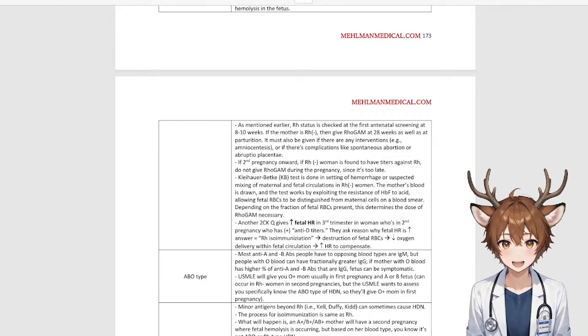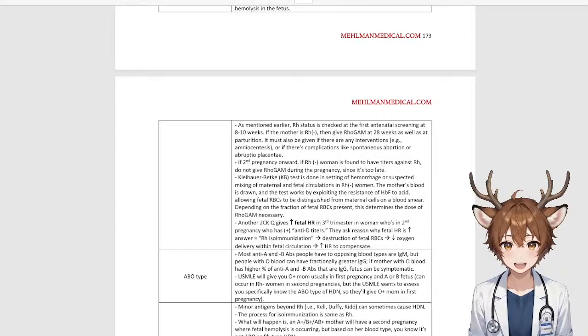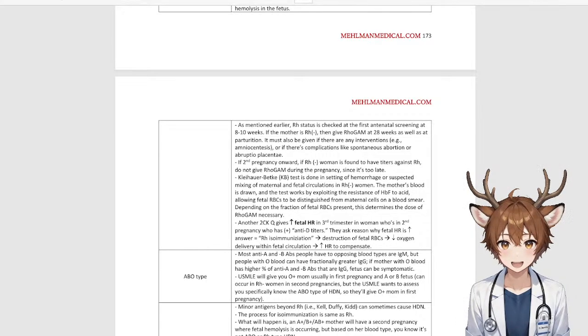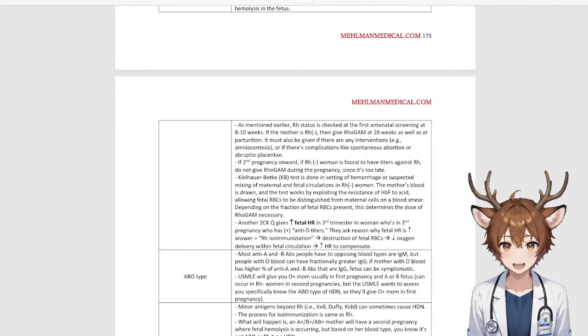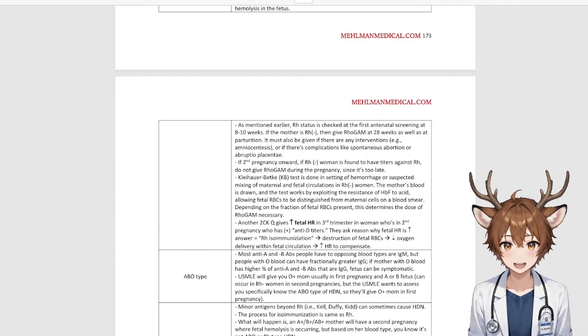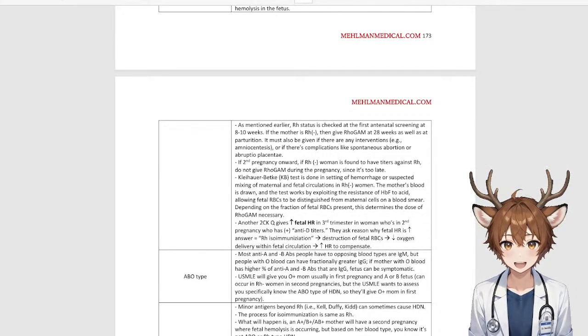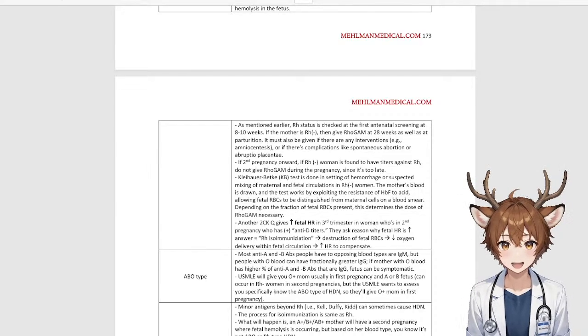Another Step 2 CK question gives elevated fetal heart rate in the third trimester in a woman in her second pregnancy who has positive anti-D titers. They ask the reason why fetal heart rate is elevated, and the answer is Rh isoimmunization, leading to destruction of fetal RBCs, which causes a decrease in oxygen delivery within the fetal circulation, which elevates the heart rate to compensate for that problem.